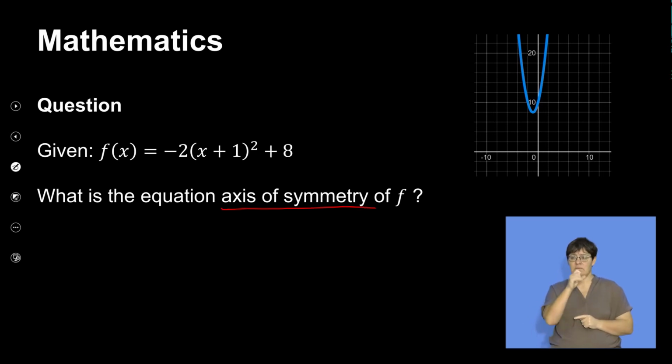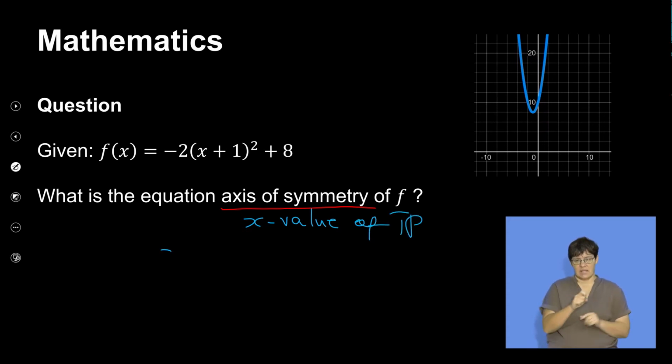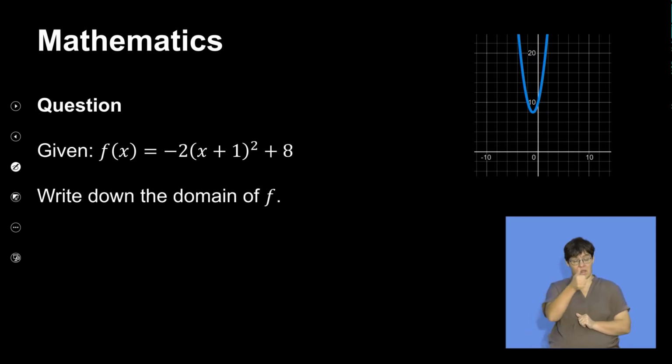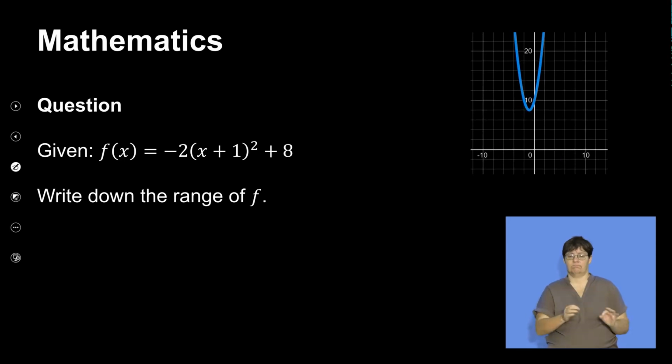The axis of symmetry is normally the line that cuts the graph into 2 equal parts, which is 2 halves. So it is actually the x value of TP, right? So it will be x is equals to minus 1. And then the domain of this function, remember that this is actually supposed to go down that way. The domain of this function will then be x is an element of real numbers, right? Remember, with a parabola, all real numbers are valid.